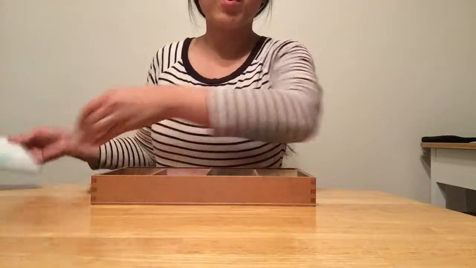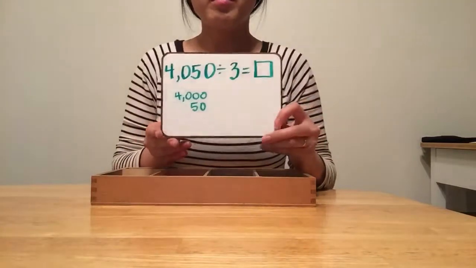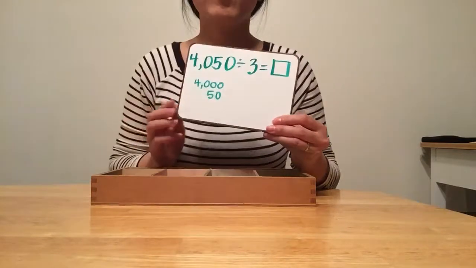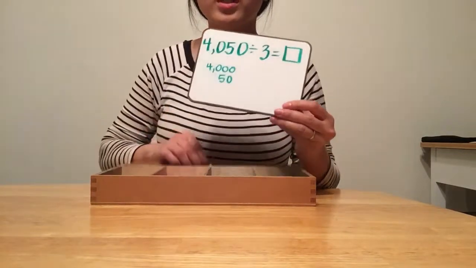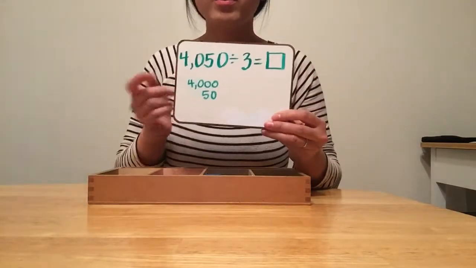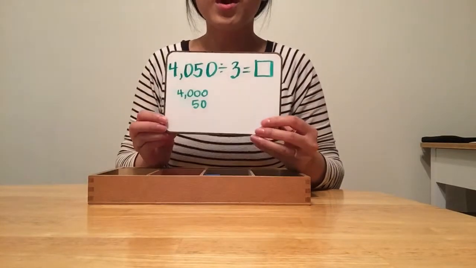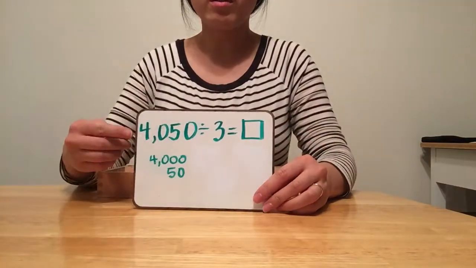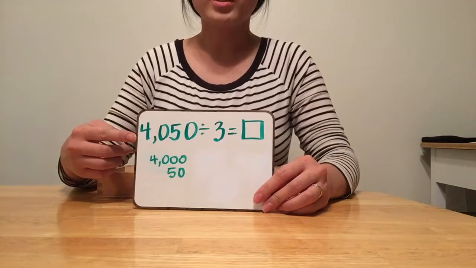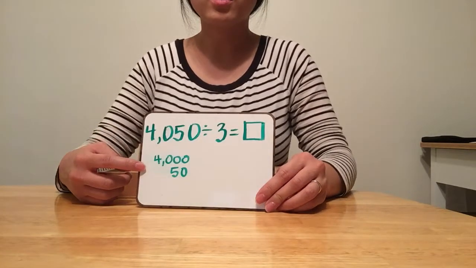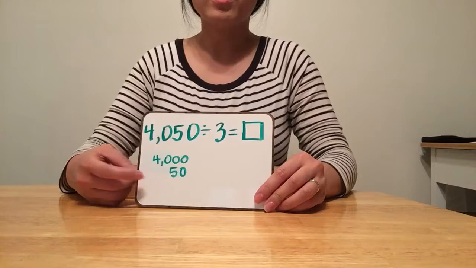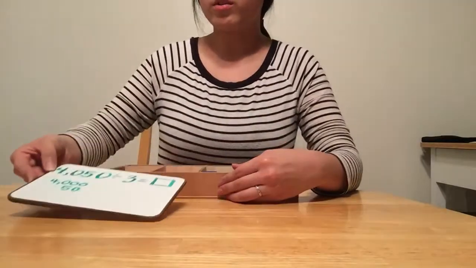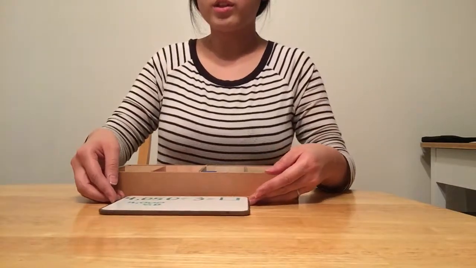I have here on this board a division problem. It says 4,050 divided by 3. I'm going to show you how to use the stamps to solve this specific problem, and then you can do so on your own. The first thing I did was I broke up my 4,050 into the different places. And then I'm going to put my equation down.